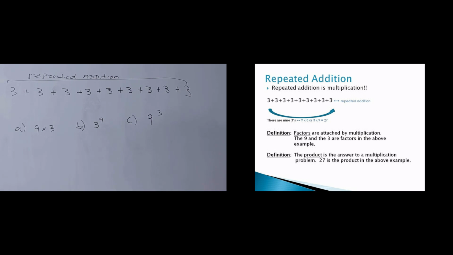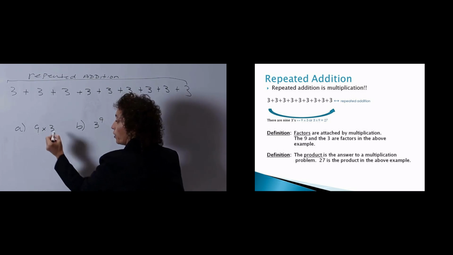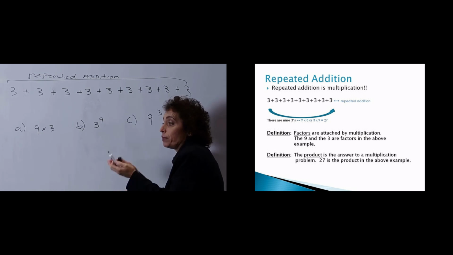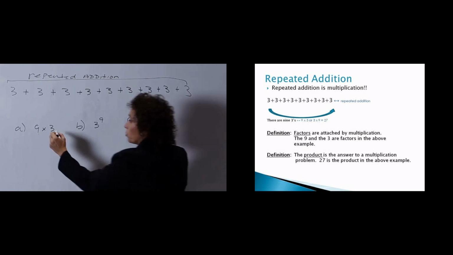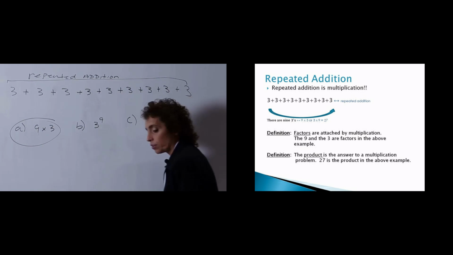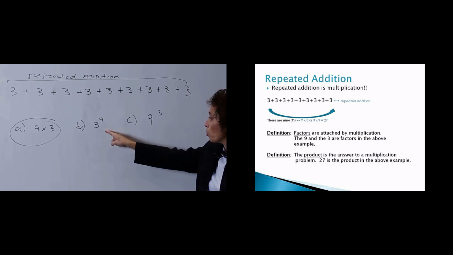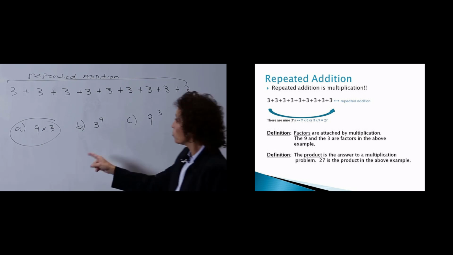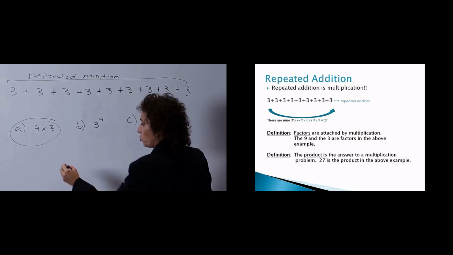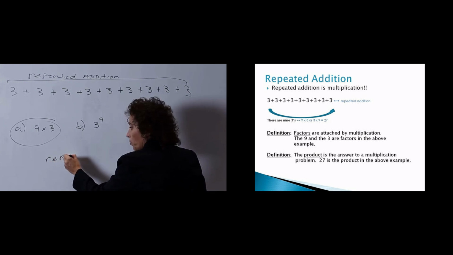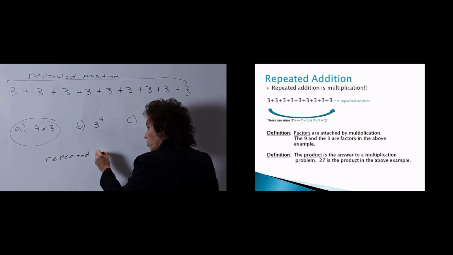So let's think about what this means. Well, repeated addition is the same thing as multiplication, because this means 9 threes. That's what 9 times 3 means. It means I have 9 threes. So 9 times 3 is your correct answer for that problem. We'll talk more about this later, but 9 times 3 is correct because repeated addition is multiplication. So that's extremely important that you understand that.